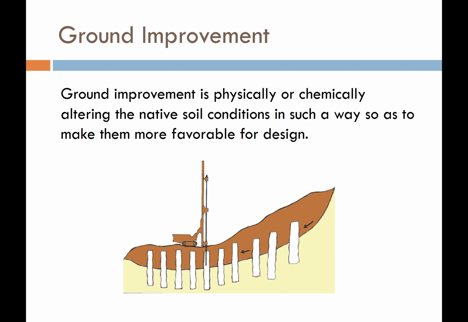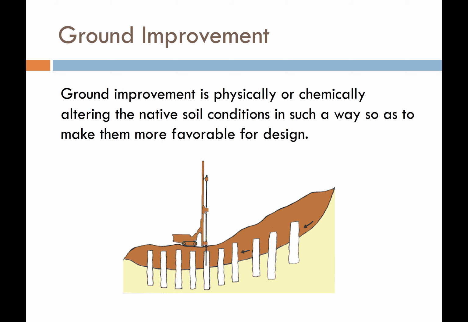So with ground improvement, what we're trying to do is physically or chemically alter the soil conditions at the site so as to make them more favorable for whatever objective that we're trying to achieve with the site. We don't just do ground improvement for liquefaction. We do it for other things as well. If you have unstable soil due to landslides or slope issues, if you have organic soils that could have excessive settlement, and the list goes on and on.